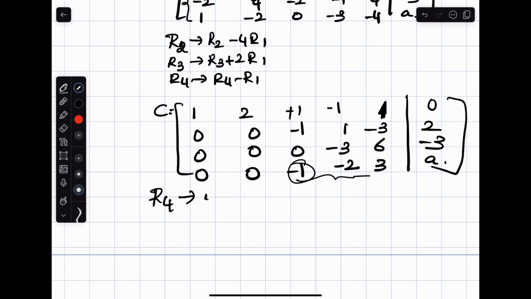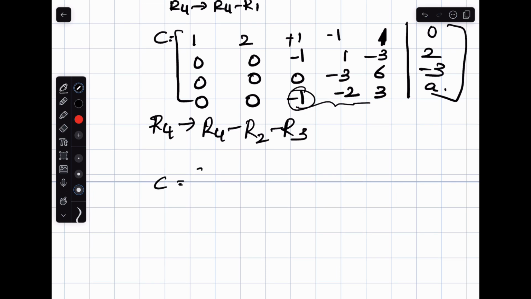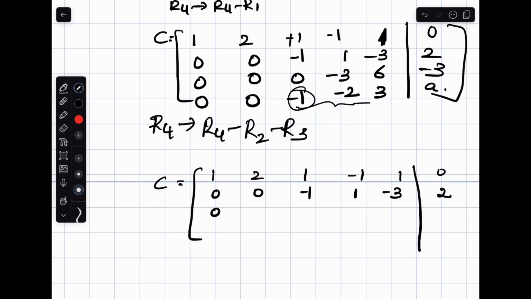R4 changes to R4 minus R2 minus R3. When I apply this, R1, R2, R3 I'm not touching. So let us rewrite it. I know this will become lengthy, but it takes patience to solve these problems. Solve it very thoroughly, very slowly in the exam, because one mistake can lead you to the whole problem. So I'm writing it down: 0, minus 3, 6, minus 3, 0, 0, 0, 0, 0. So everything became 0, a plus 1.